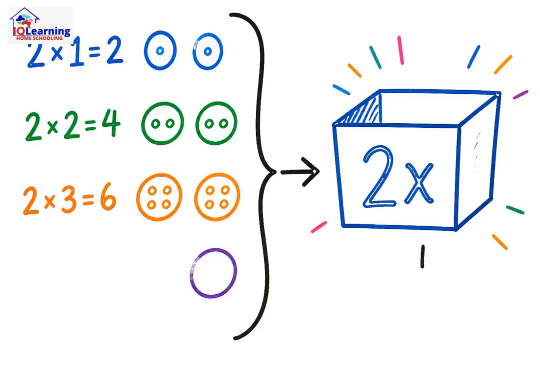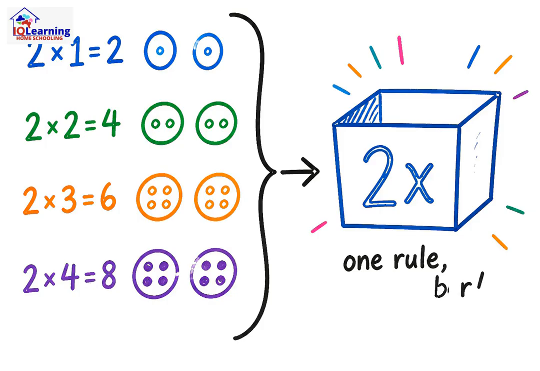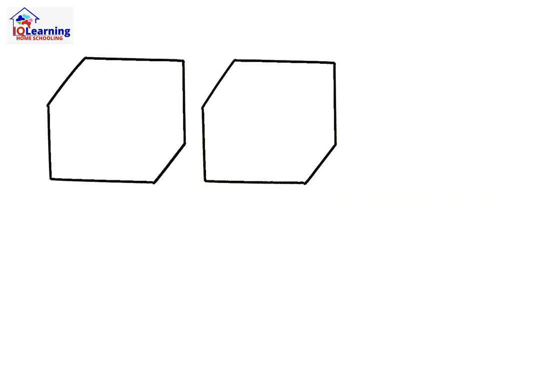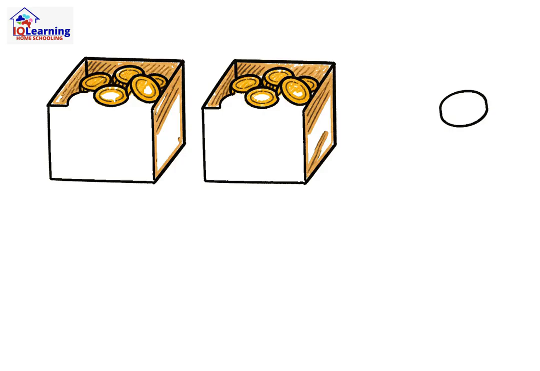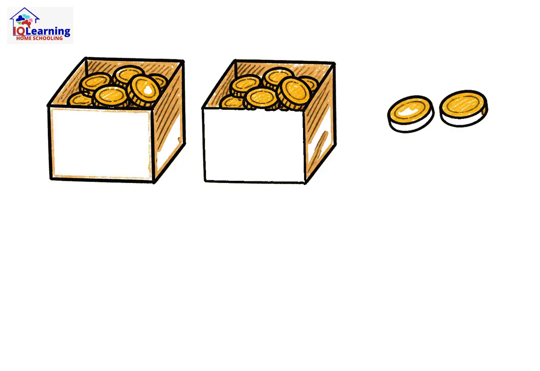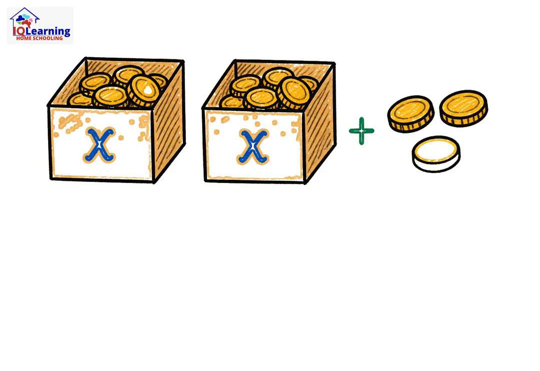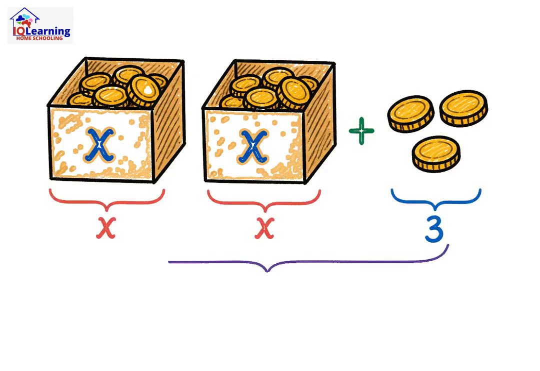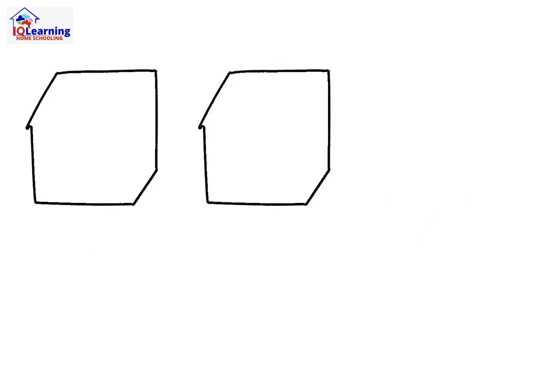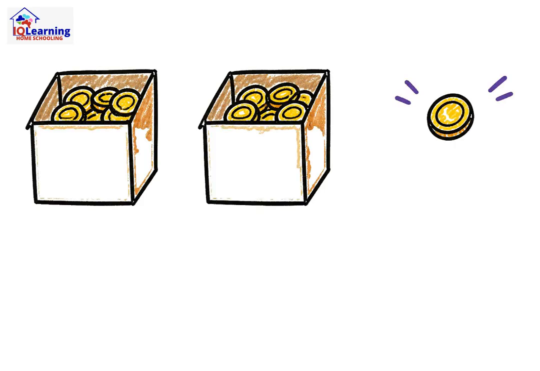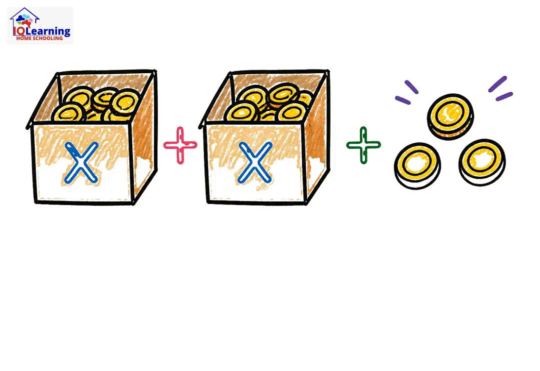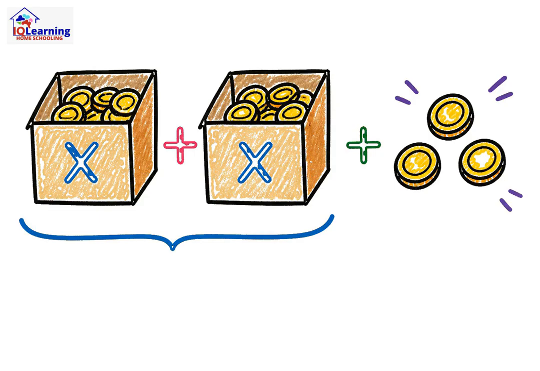This is the core power of algebra, using letters, called variables, as containers for numbers we don't know yet, or quantities that can change. Let's make it concrete. Imagine you have 2 boxes, each with the same unknown number of coins, plus 3 loose coins. We can define the unknown as x. 2 boxes of coins becomes 2x. Add the loose ones, and you have the algebraic expression 2x plus 3. It's a perfect description of the situation, even without knowing the final count.